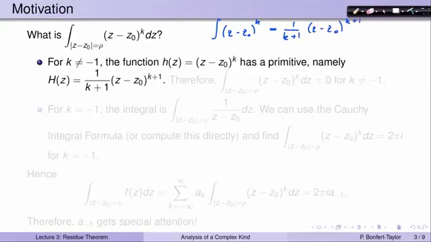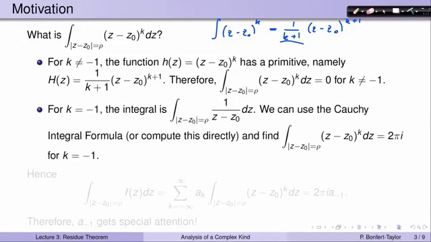Because when I differentiate this function on the right, the k+1 comes down, cancels out with 1 over k+1, then the exponent becomes k, which is exactly what I wanted. The only time where that doesn't work is when k is equal to -1, because I have to divide by 0 in that case. So we have an antiderivative, which means the integral, because we're integrating over a closed curve, amounts to being 0. When k is equal to -1, however, I don't have an antiderivative of that type, and therefore the integral needs to be evaluated in a different way.